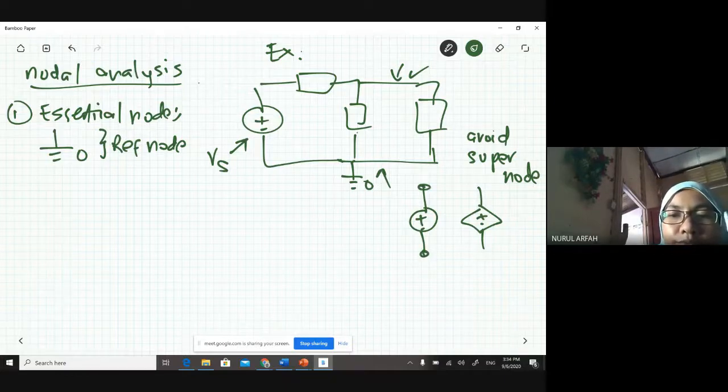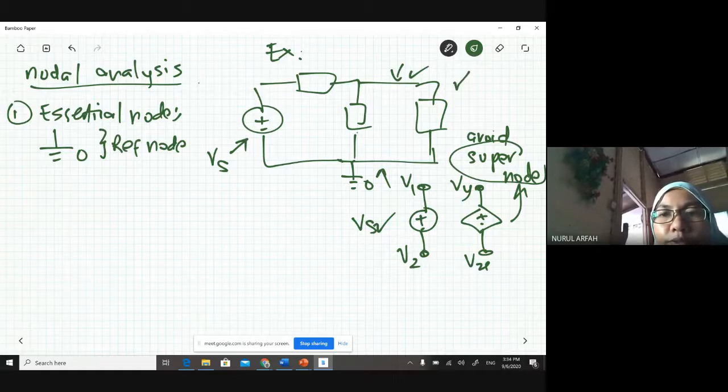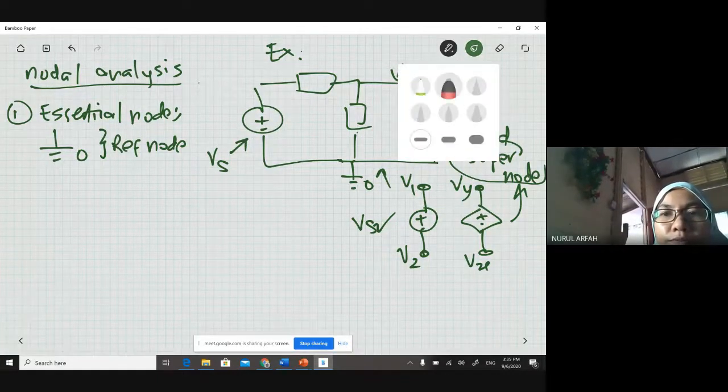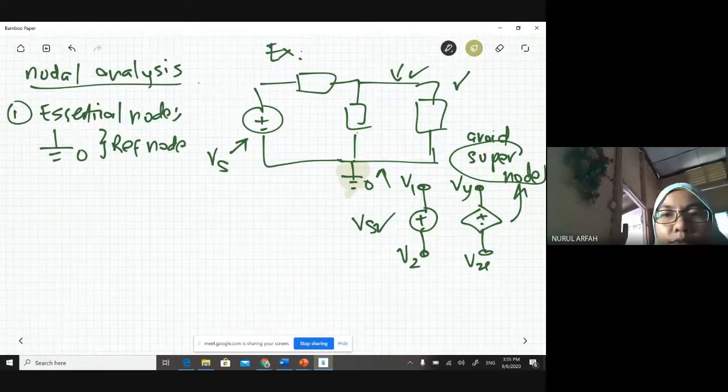In between two unknowns, V1, V2, or maybe Vx and Vy. As long as this is a voltage source, V source, and it is in between two unknowns, then you call it a supernode. Okay? So in this example, we want to avoid the supernode, then we put our reference point here at the bottom. Okay? So that's number one.